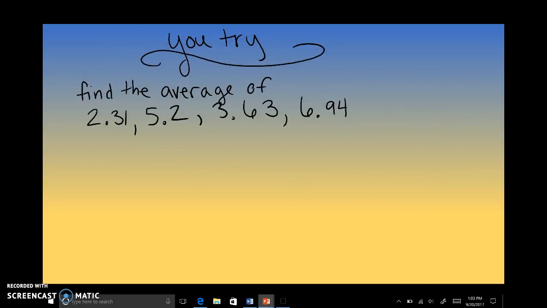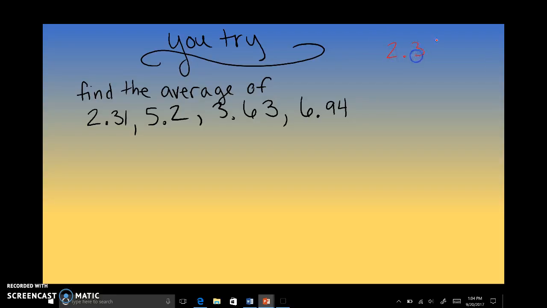So now it's your turn to try these. Pause the video and find the average of these numbers. All right, now let's check our work. So let's look at these numbers. Our first step is to find the sum or add them. So when we do this, we'll make sure we line up the decimals for addition.